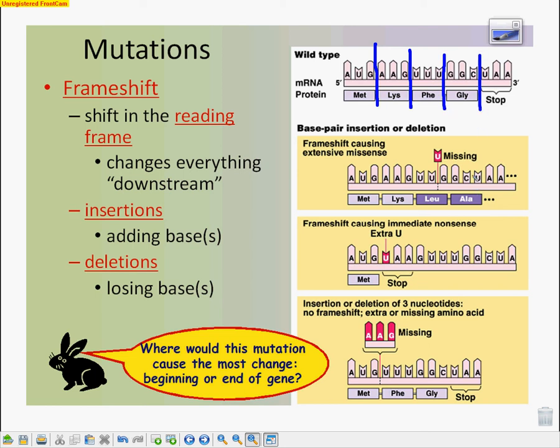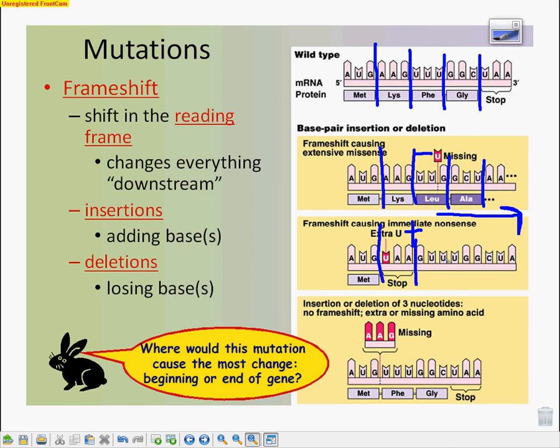What a frame shift is going to do is it's either going to add a base or it's going to delete a base. So we've got a deletion up here and we've got an addition of a base down here. And what that does is the point where you either have something added or deleted shifts your reading frame. And it will impact from that point downstream. And the same thing happens here.